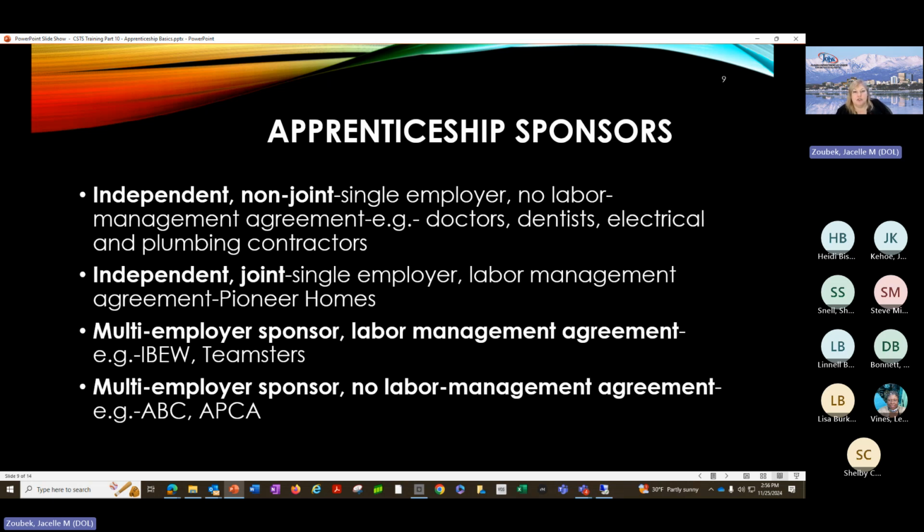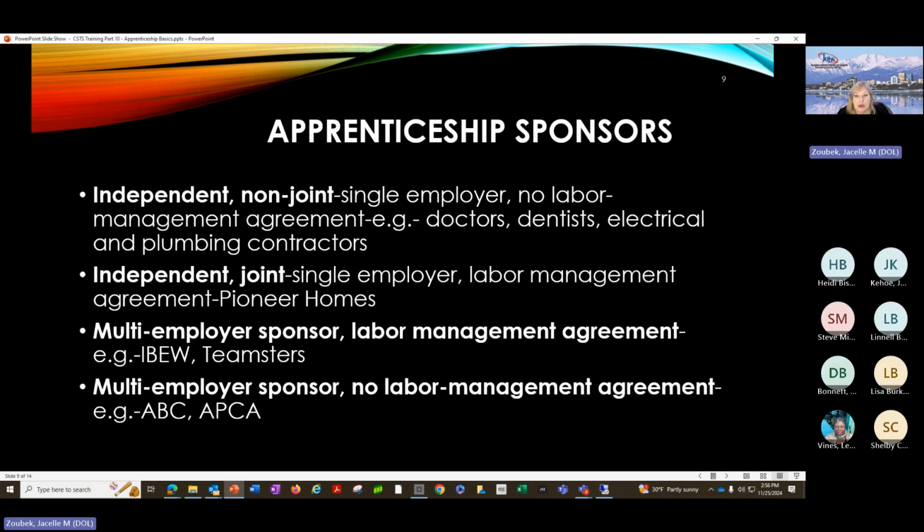They're independent non-joint. They're in their bubble with their employees. There's no dispatching. There's no stopping to go to training. That's usually happening online evenings and weekends in kind of a correspondence type setting. Then there's independent joint single employers. This is where there is a labor management agreement. Think the Pioneer Homes, which is part of the state of Alaska.